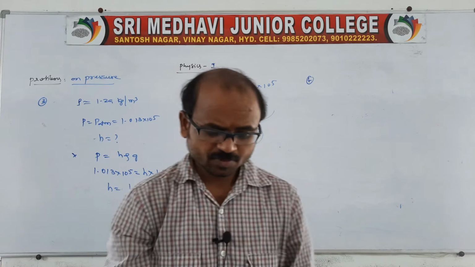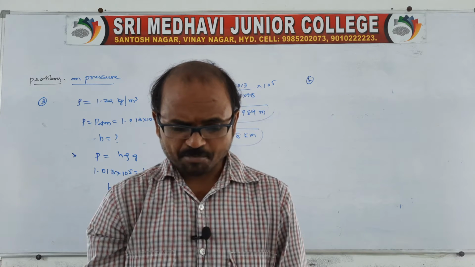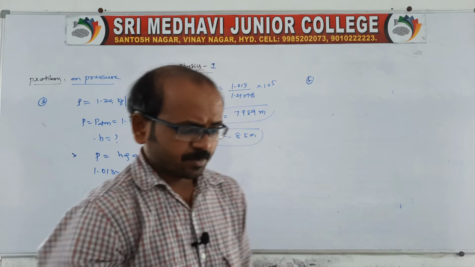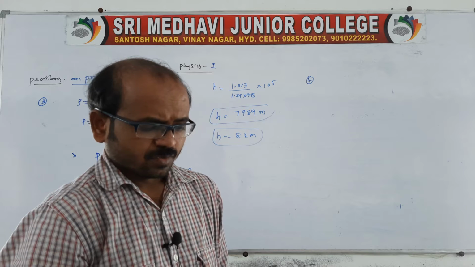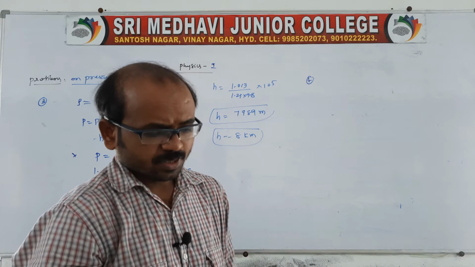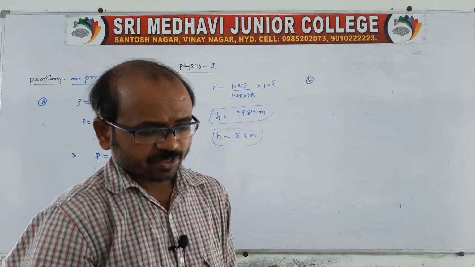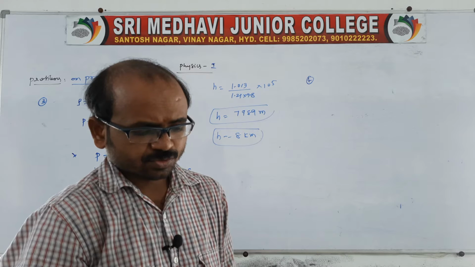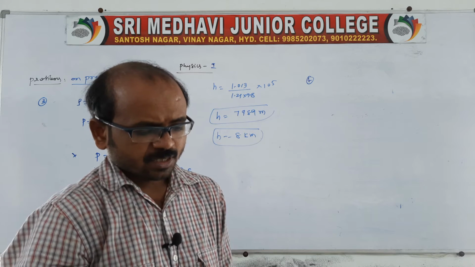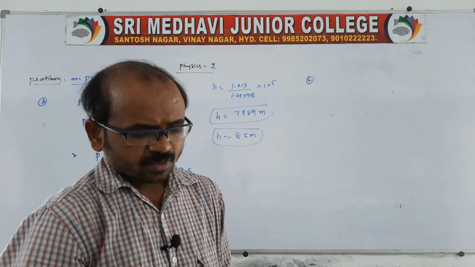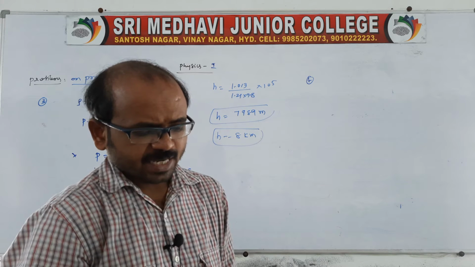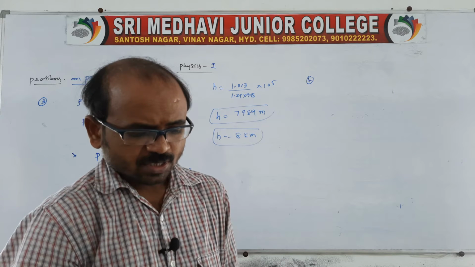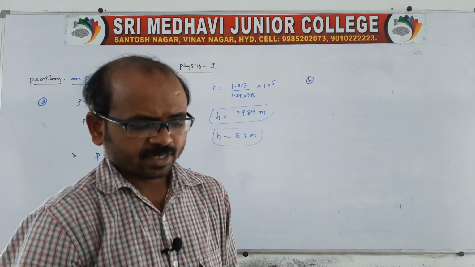So look at the data. At a depth of 1000 meters in an ocean, what is the absolute pressure? Second, what is the gauge pressure? Third, find the force acting on the window of area 200 centimeter into 20 centimeter of a submarine at this depth, the interior of which is maintained at sea level atmospheric pressure. The density of sea water and the g value are given.